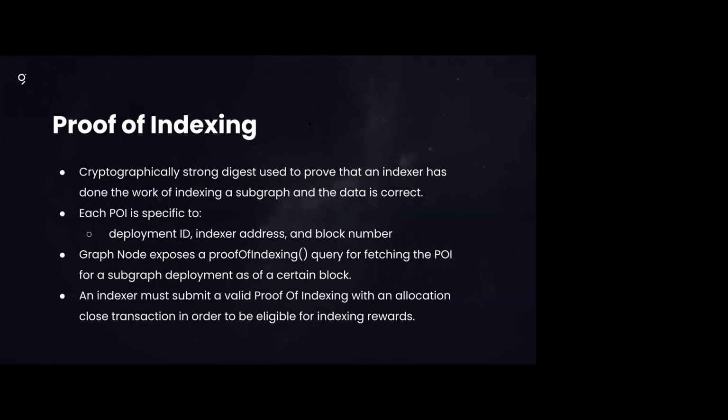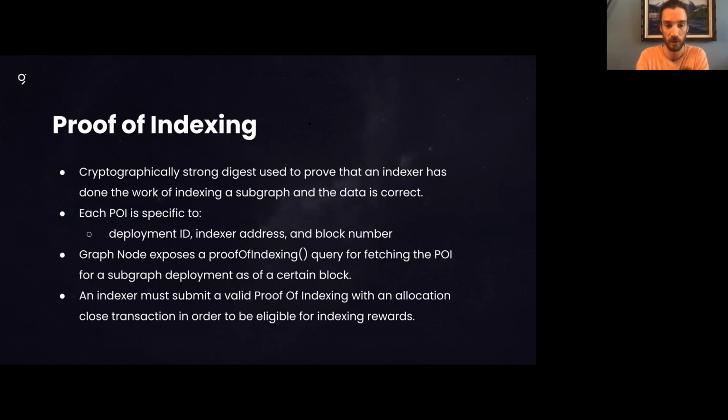What do I mean by cryptographically strong here? There is no chance of collisions between different proofs of indexing, so they will be unique, and it does not leak information. So you cannot use a POI from another indexer to try to derive one for yourself, for example. Each POI is specific to a deployment, an indexer address, and a block number. So a POI declares that you've indexed that specific subgraph to that block, and it also includes your indexer address for uniqueness.